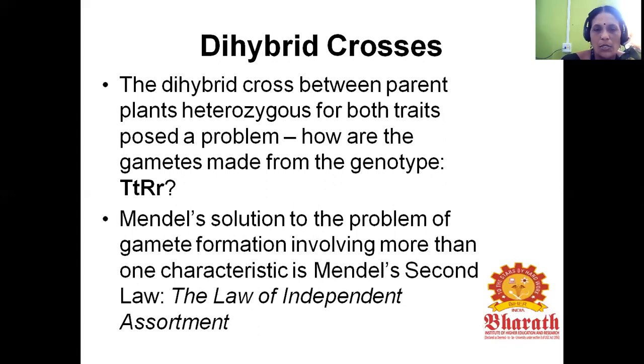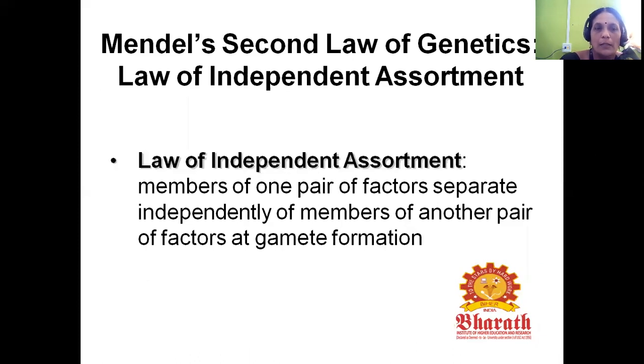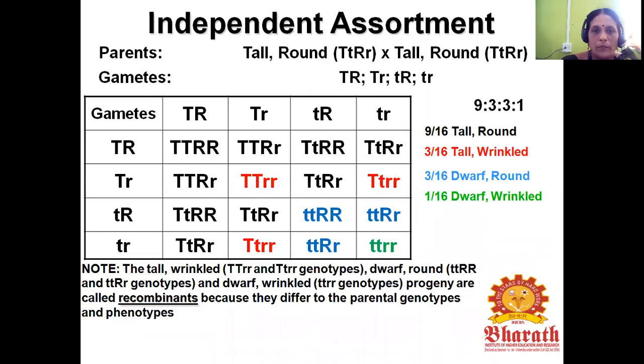Mendel's solution to the problem of gamete formation involving more than one characteristic is Mendel's second law, nothing but the law of independent assortment. The law of independent assortment states that members of one pair of factors separate independently of members of another pair of factors at gamete formation. So next, let's see about independent assortment.